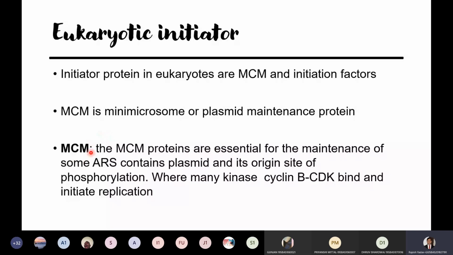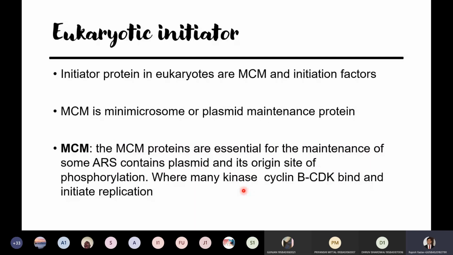So which type of enzyme is required? I have given an example here, mainly the kinase enzyme. A kinase enzyme always adds a phosphate group to any protein. So the main function of the kinase is the addition of phosphate, or in scientific terms we can say that the function of the kinase is phosphorylation.